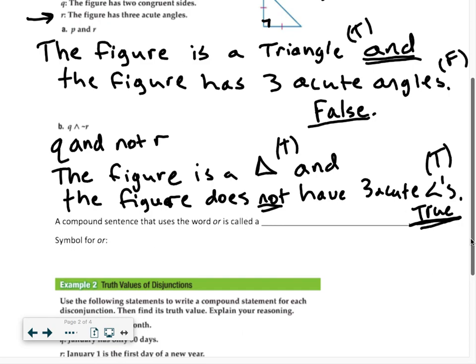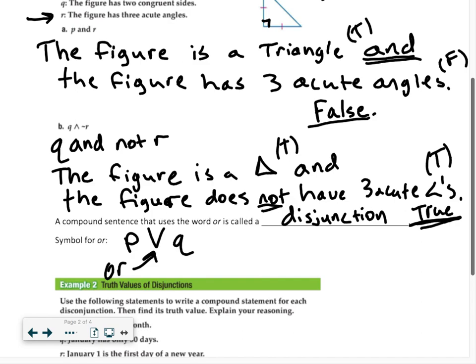Okay? So now let's talk about "or". A compound sentence that uses the word "or" is called a disjunction. And we have a symbol for that as well. We use the upside down of the "and", so it kind of looks like a V. So P or Q. This is how we say "or" using our symbols.